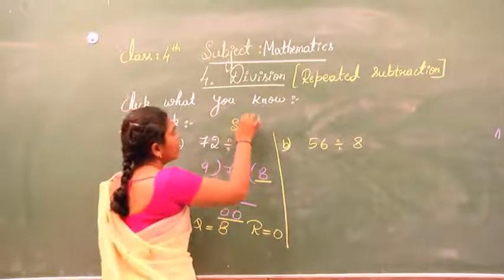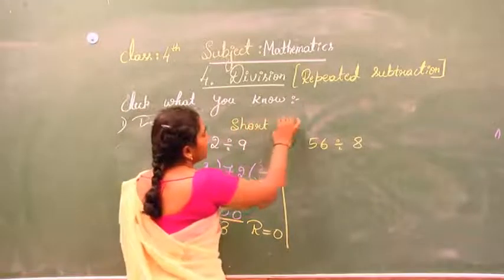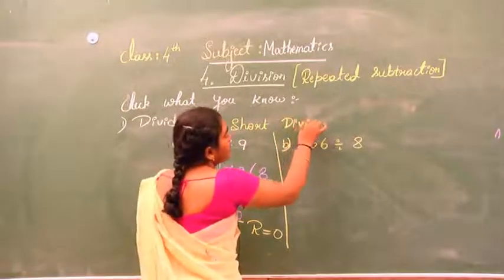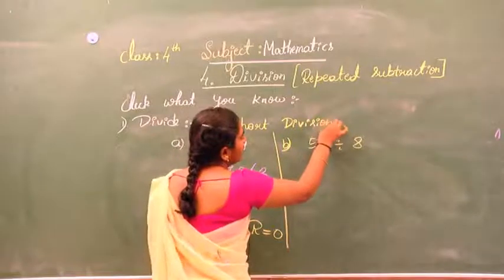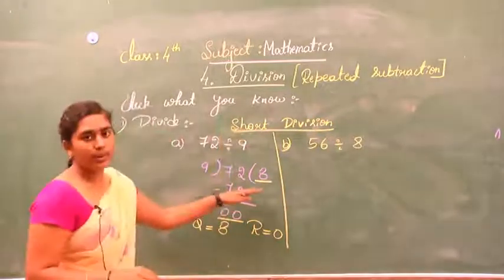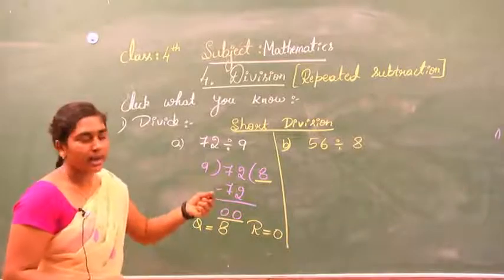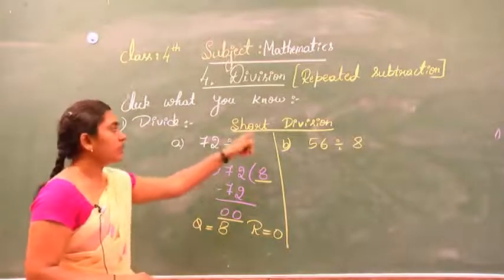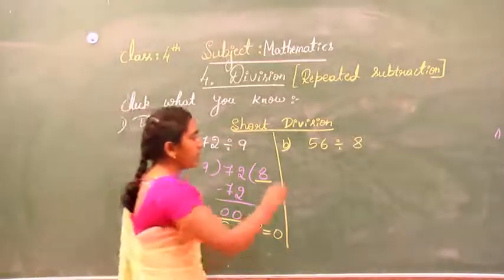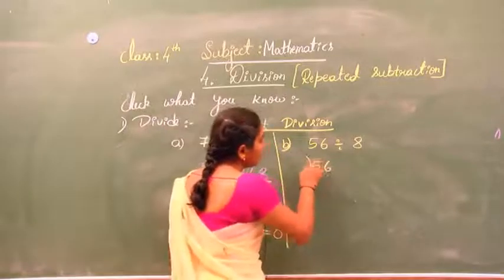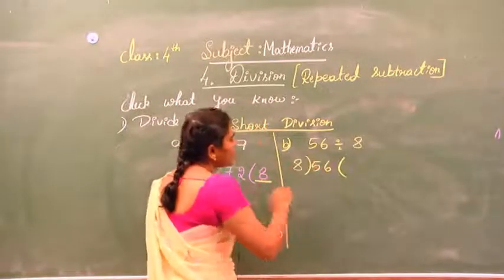These are all short division, which means with a single step only we are getting the answer, right? Only once we are dividing, in a single step we are getting the answer, so we call it a short division. Here also, 56 divided by 8.